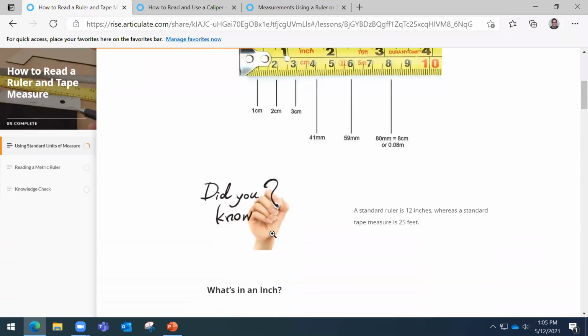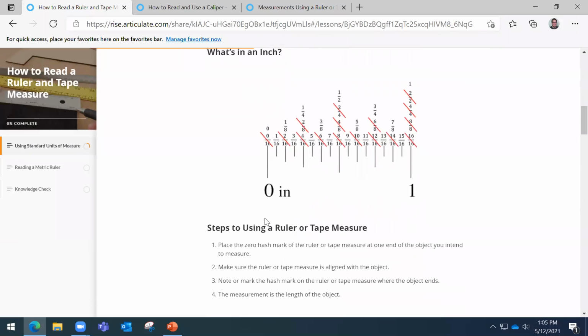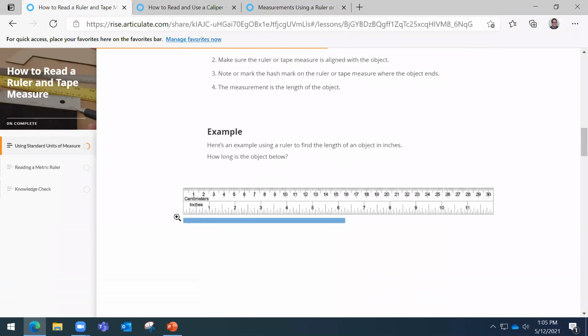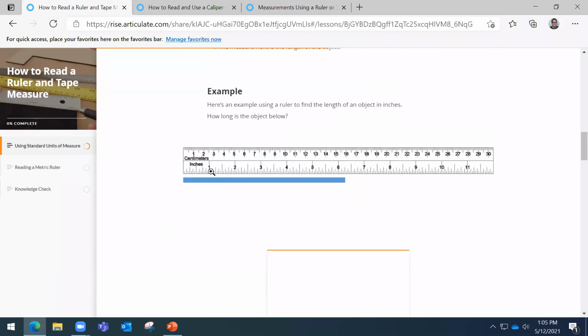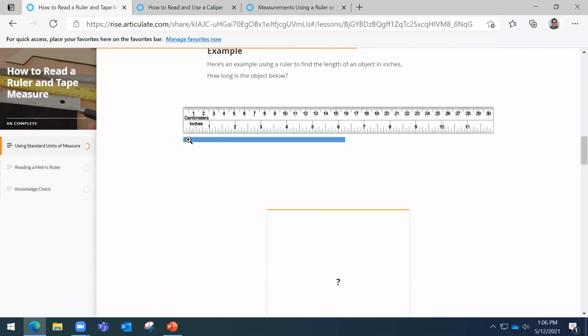Now, once they get in here, they then have to start looking at and doing some answers and working with the lesson itself. So for example, here is a question on using a ruler to find the length of the object in inches. How long is it in inches? So from there, I can look at this and try to answer it myself. I would say 6 inches and not quite to a half. So I'm going to say 6 1/4.